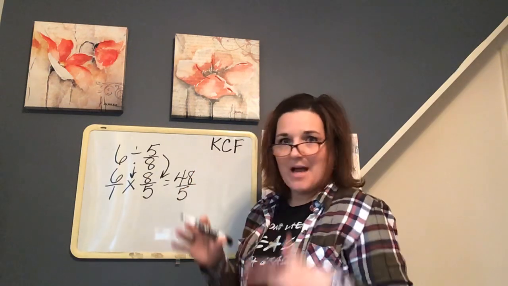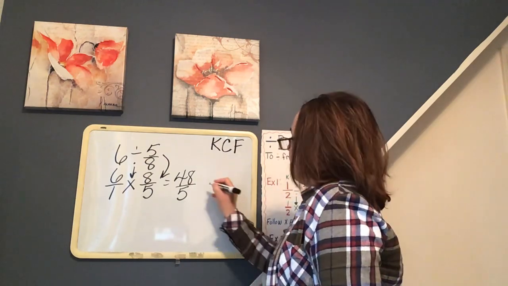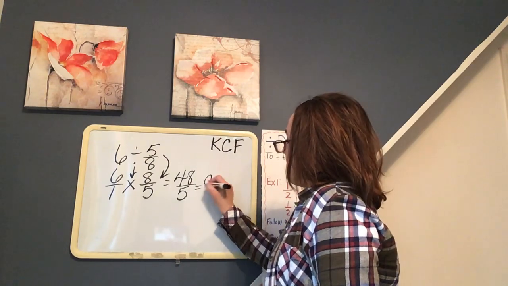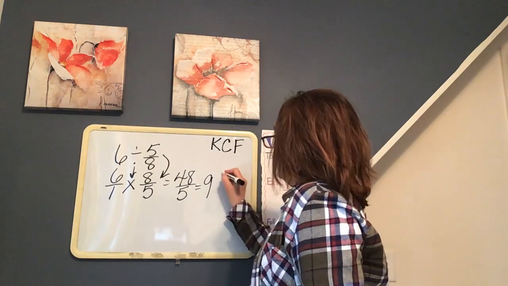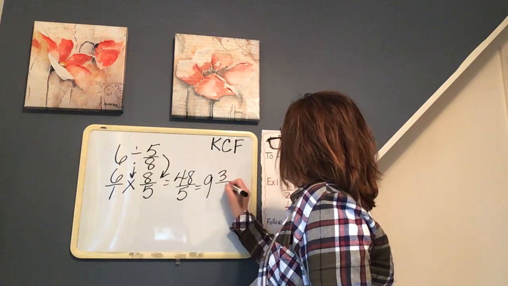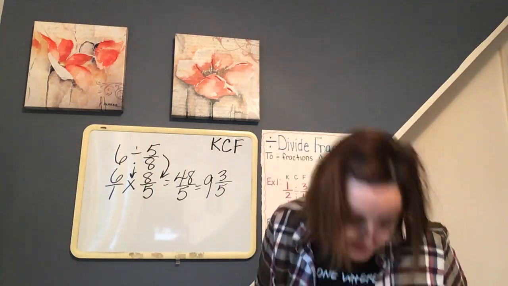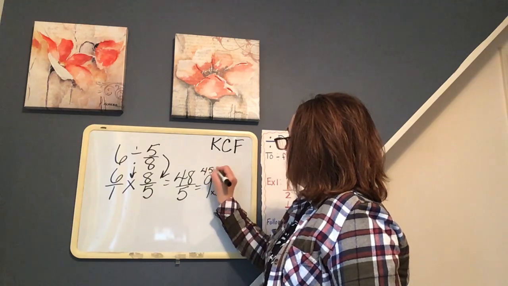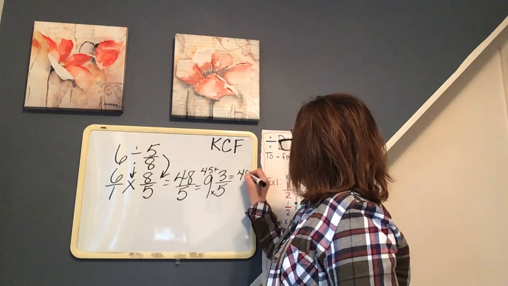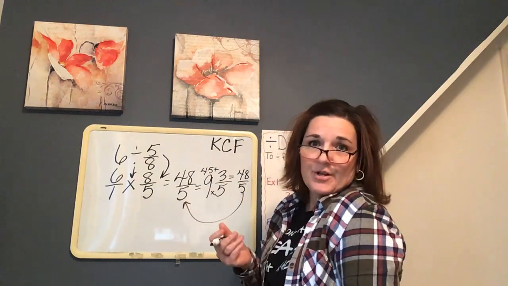Again, too big on top, got to make this a mixed number. How many times is 5 going into 48? 9 times. How many left over? 3. And we get 9 3/5. Now remember, if you're not sure if this is correct, you can always do the backwards circle step. And those two equal each other, so you know you did it correctly.